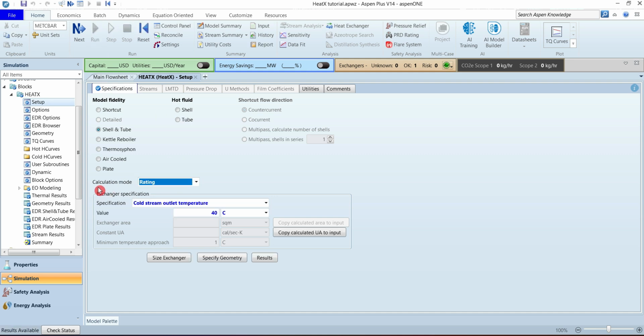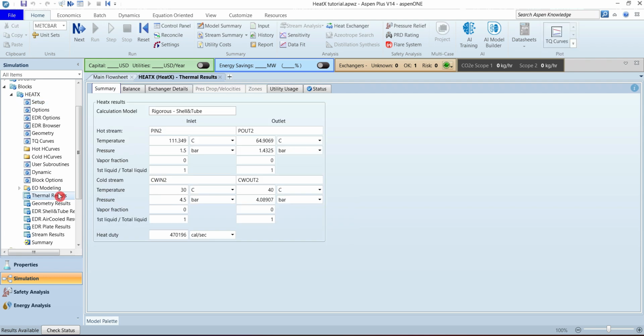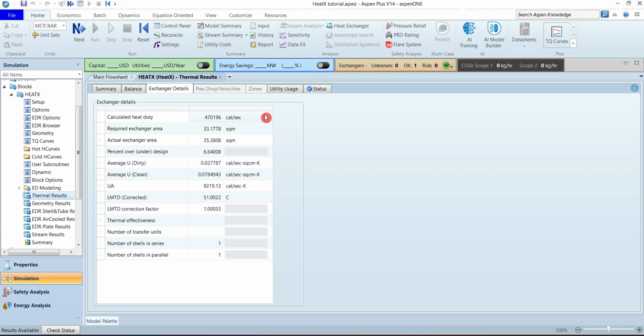In the rating mode, we can view the results first to figure out what changes have been made so far. And now the outlet temperature is 64.9 degrees Celsius for the process stream, and for the cooling water it's 40 degrees Celsius, still the same. So let's have a look at the exchanger details. In the exchanger details, the heat duty is 1968. So that means the duty calculation has changed slightly.